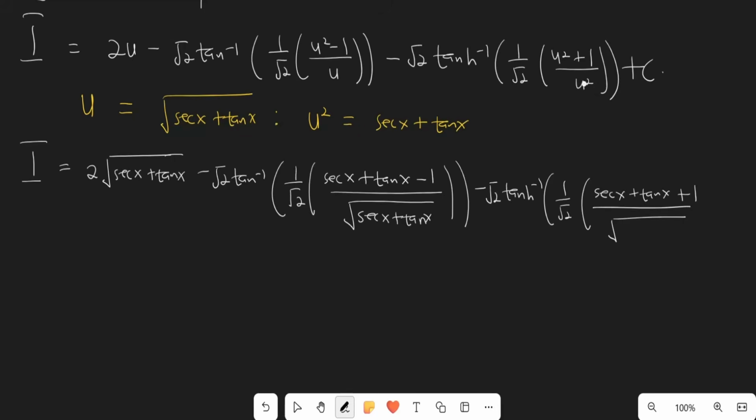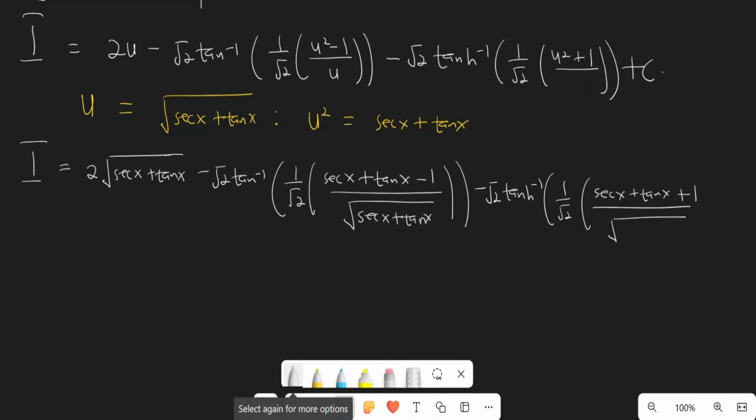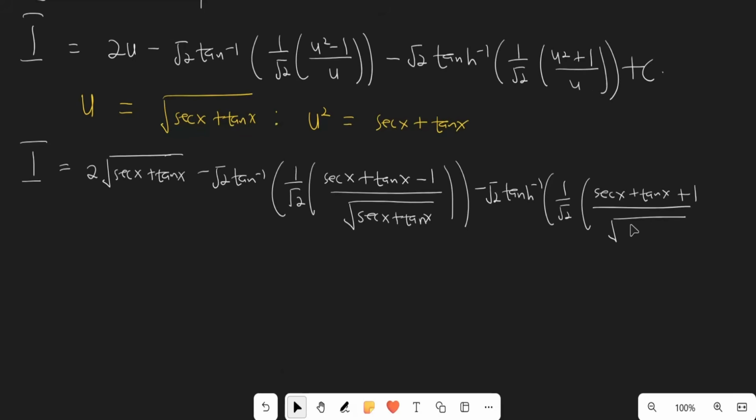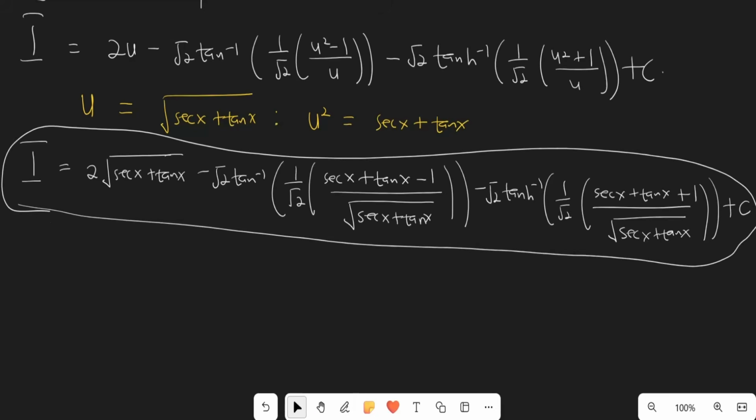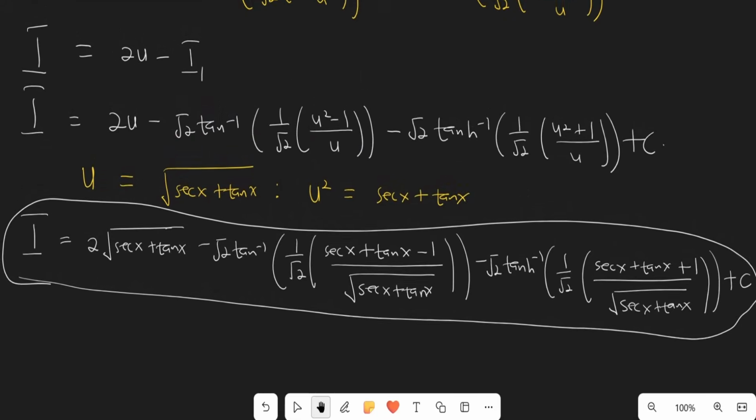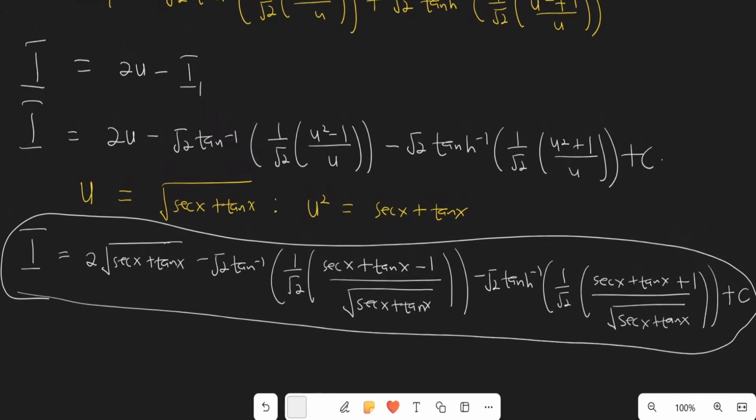I beg your pardon, this one is u. I'm sorry about that. So u is the square root of the secant of x plus the tangent of x, like this. So we are done, and we put the constant of integration, and this one is the answer to this beautiful integral. Yeah, so that is how I can solve this integral.